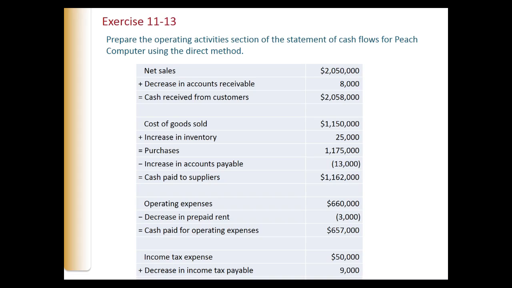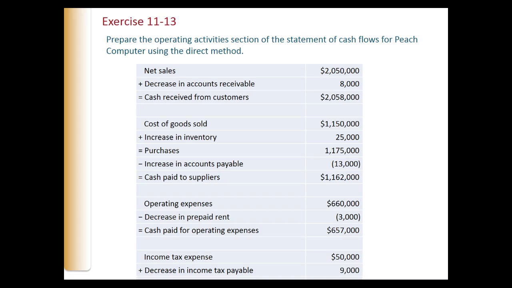Because remember, if there was an increase in accounts receivable, then that means that with our net sales, we had less cash from those sales. But if we have a decrease in accounts receivable, then that means that we had a lot more people paying cash, so we get to add that decrease in accounts receivable. Now with our cost of goods sold, we're going to look at an increase of inventory. We'll add that to our cost of goods sold to come up with our purchases.